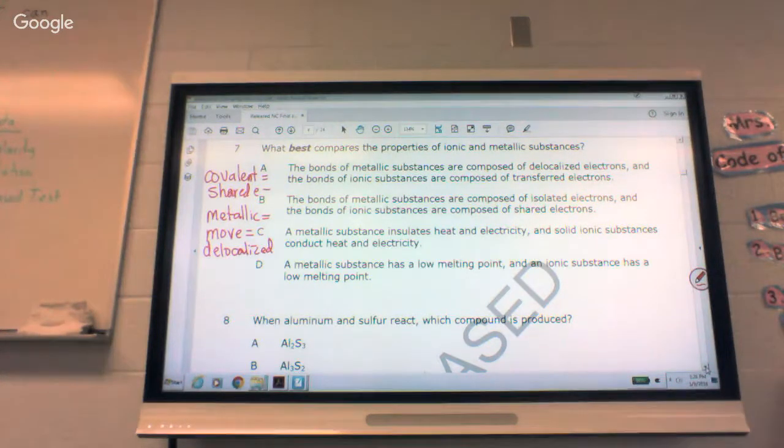They're able to move freely throughout the metal, which allows metals to do what things? What properties do metals have? All metals can do what? They can bend, they're malleable and ductile. What else can they do? I would not want to stick a metal object in that light socket. Why? They conduct electricity because their electrons are able to move. That's delocalized. Now, what happens to electrons in an ionic bond?